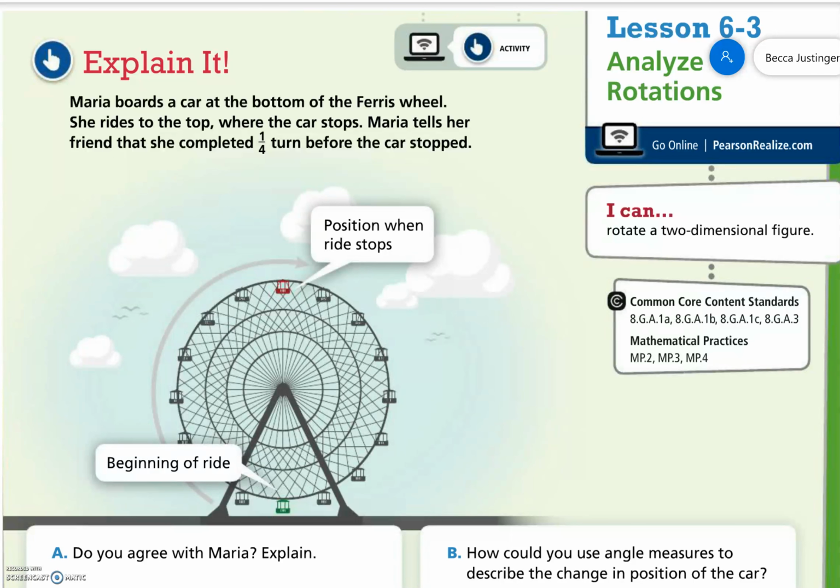Hi, 8th grade. Welcome to lesson 6-3, Analyze Rotations. By the end of the lesson, I want you to be able to say, I can rotate a two-dimensional figure.